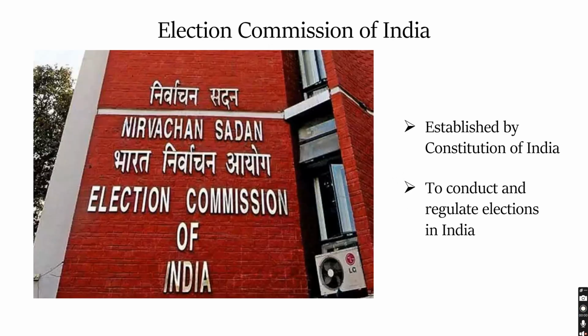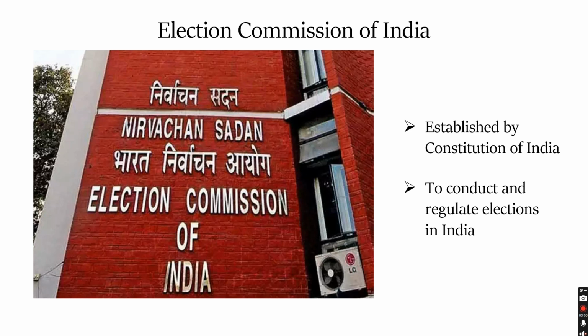Well, the Election Commission of India is a constitutional body established by the Constitution of India. Yes, it is directly under the Constitution of India and not part of the government or, you could say, other government bodies. No, it is a separate institution or constitutional body.